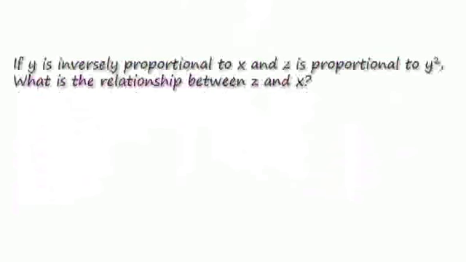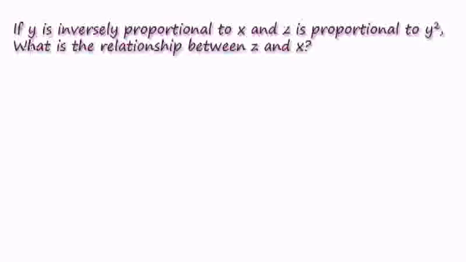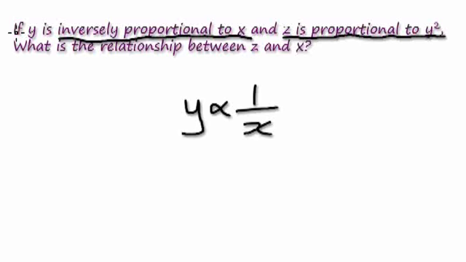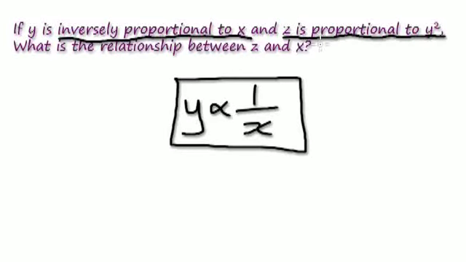Let me show you guys something that's really strange. Here, you're told that y is inversely proportional to x, and here z is proportional to y squared. So let's try and summarize this. Y is inversely proportional to x. You can summarize the first part as this here, and in the second part, z is proportional to y squared.